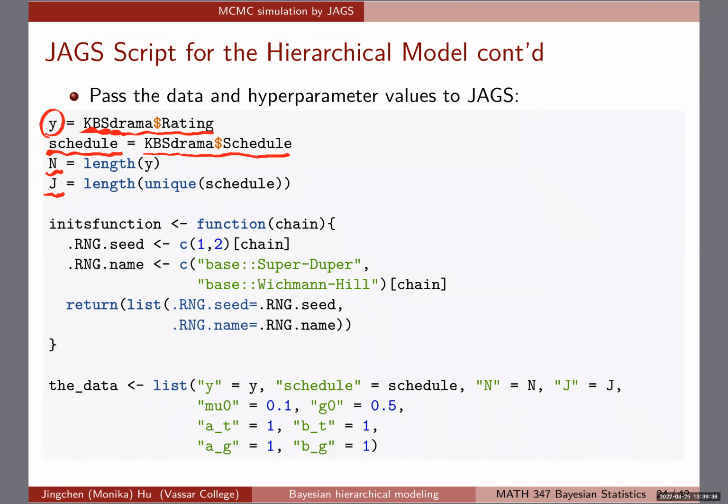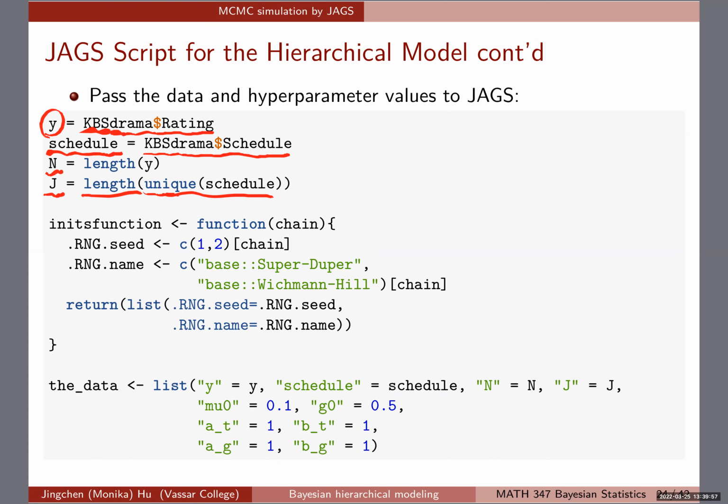So one thing you could do is calculate or return the number of unique schedules, and then take the length of that. You will get the number of different schedules, which we know is 4 in the data. That will be a quick way in R to get it.